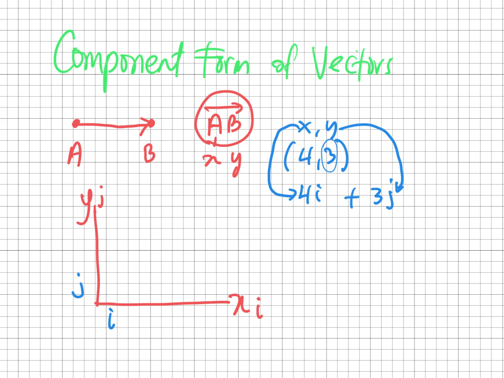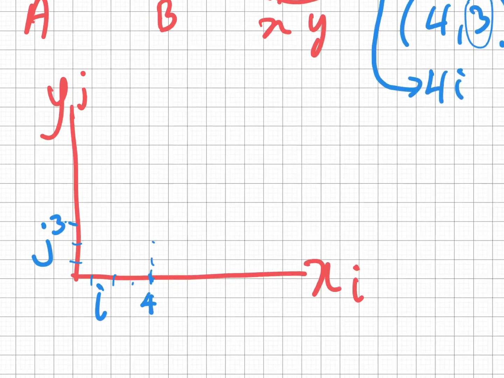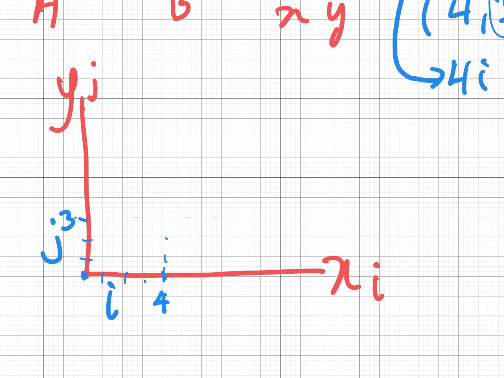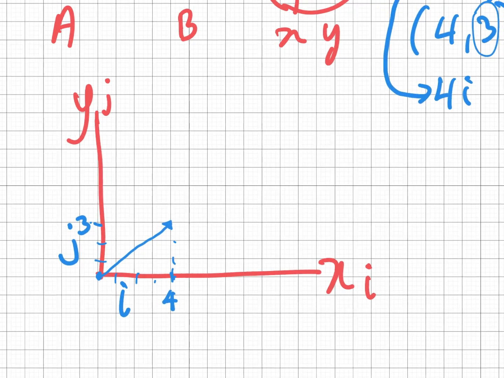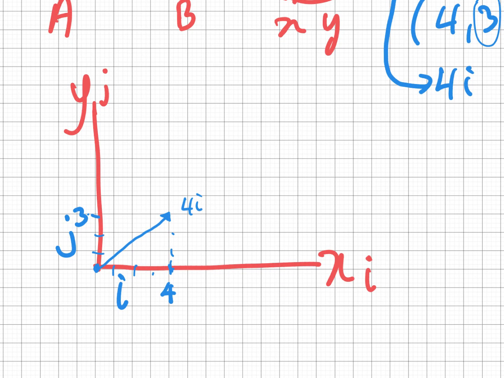So let's plot this one. Let's say 4, 3. So 4 units on the I axis or x axis: 1, 2, 3, and 4. This is going to be your 4, and then 3 units on the J: 1, 2, and 3. So this is going to be your 3. If you're going to be starting from this point of origin and going to its terminal, this terminal is going to be what you call your 4i plus 3j.